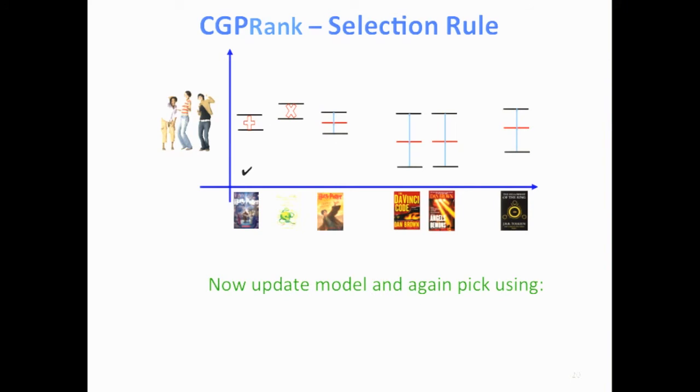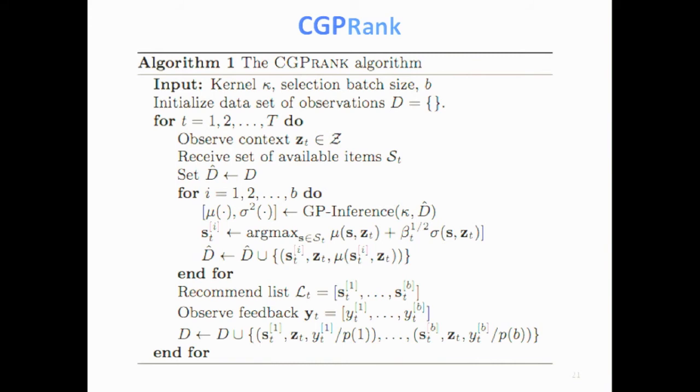And now you can update this model and pick using the same rule again. So now we have selected 2 books. And once you get the correct feedback, you can feed that back to the system to shrink the confidences further, or the uncertainties further, rather. So this is just a formalization of what I just explained. It's not very important.